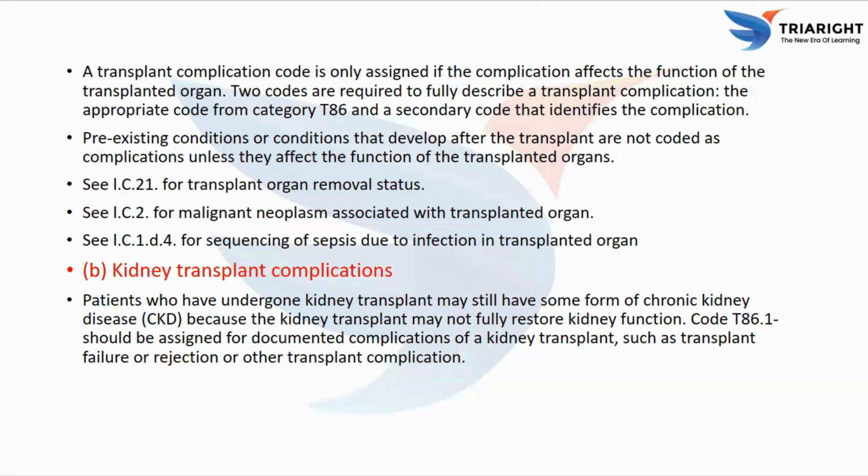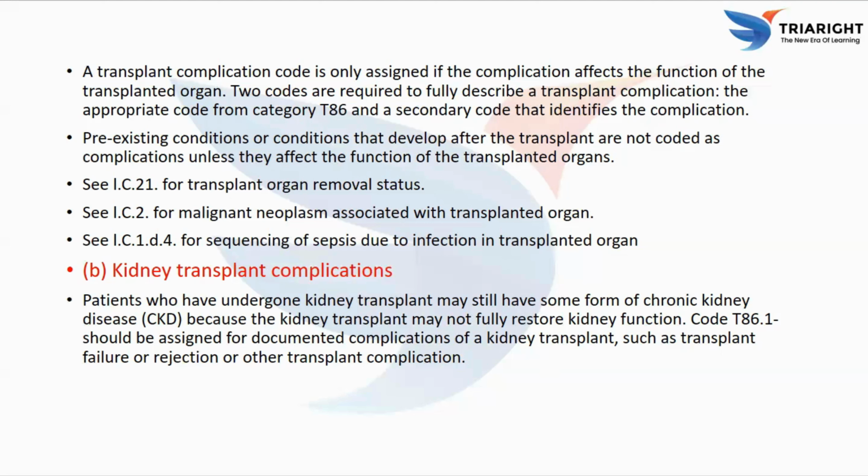So now when to use T86.1 codes. You have to use T86.1 only when transplant failure is documented, when transplant rejection and transplant complication are documented. For example, there is a kidney transplant rejection documented. So now you have to assign the code from the T86.11 category.